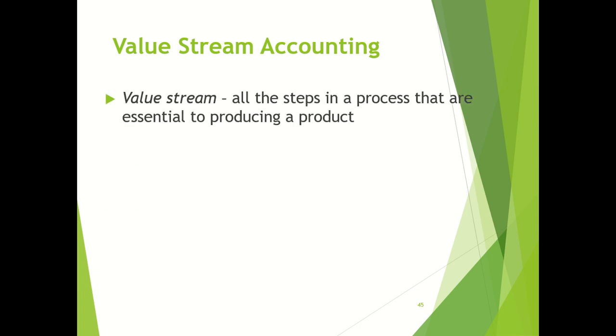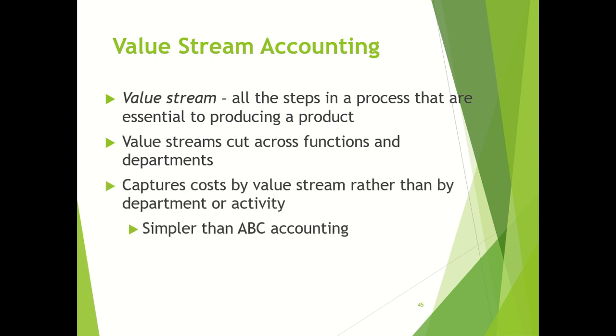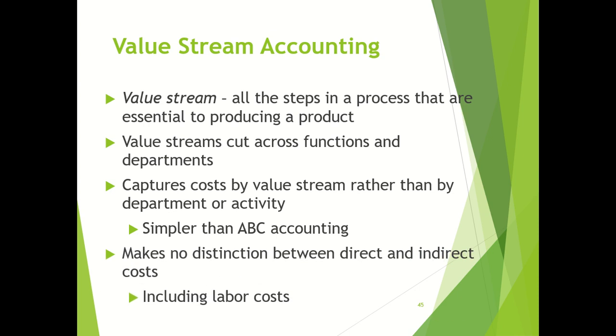Okay, the value streams are steps in the process that are essential to producing a product. Okay, so in this particular scenario, the value stream cuts across functions as well as departments. So this accounting captures costs by value streams rather than department or activity, which is simpler than ABC accounting. It makes no distinction between direct and indirect costs, including the labor. Okay?